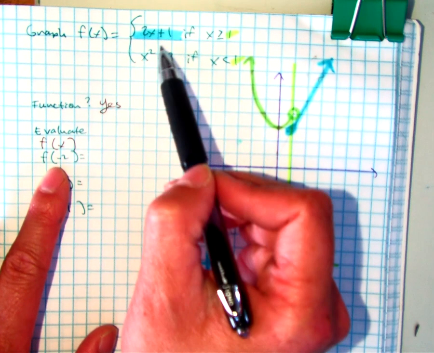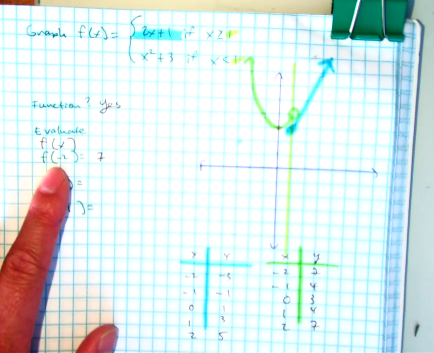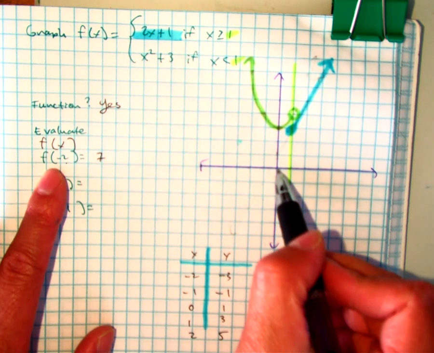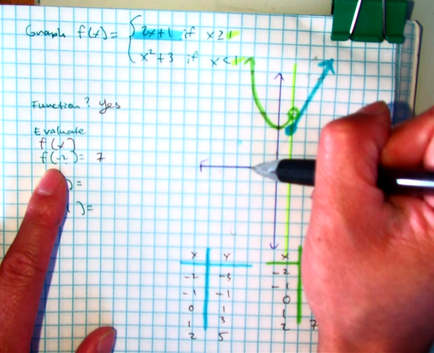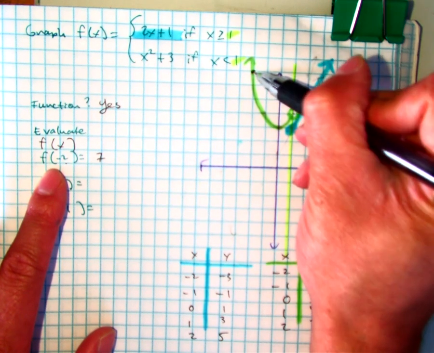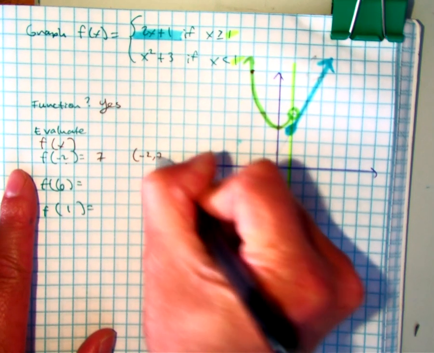Negative 2 squared is 4. 4 plus 3 is 7, my answer. You can also notice this on the graph, negative 2. Where does it intersect at negative 2, here where my pen is? That would be right here. That would be the ordered pair negative 2, 7.